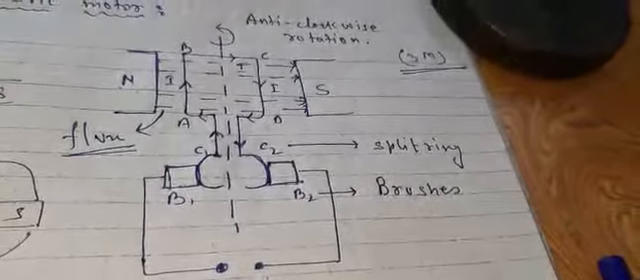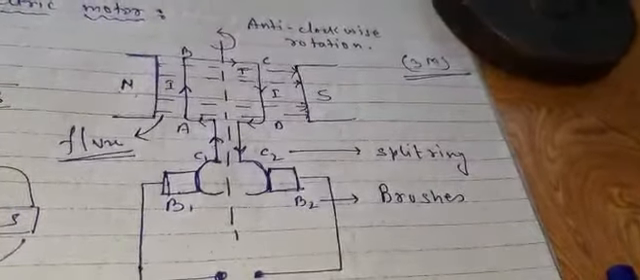So, what is the role of the field magnet? To create the flux lines. And flux lines, once again I will repeat, means a magnetic field of very strong and constant magnitude.